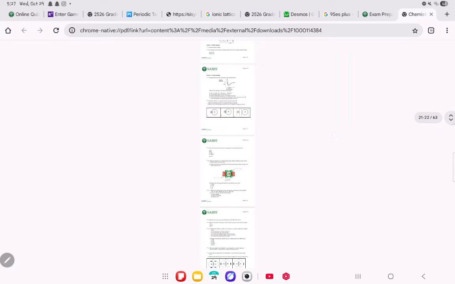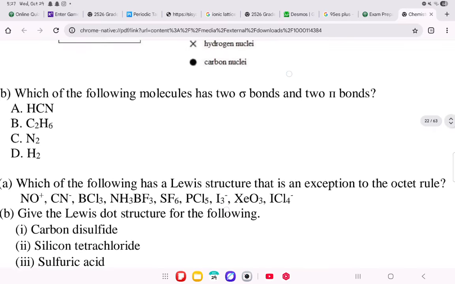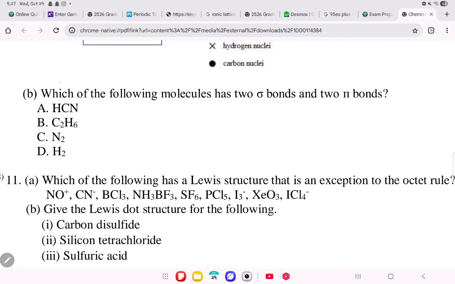We move on to part B. What does it say in part B? Which of the following molecules has 2 sigma bonds and 2 pi bonds? So what I recommend in this case, how do we find this out? You need to draw the Lewis structure of each of the following. Okay, so I'm just gonna draw them directly. HCN looks like this.